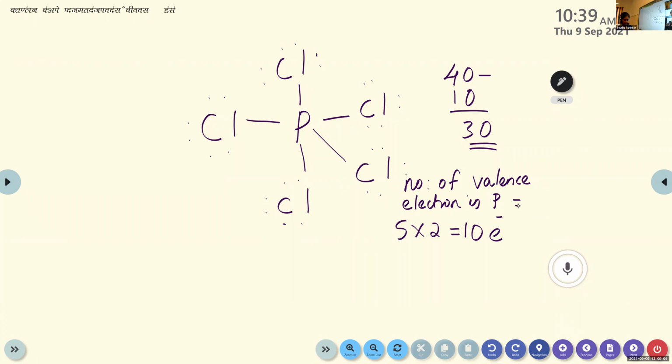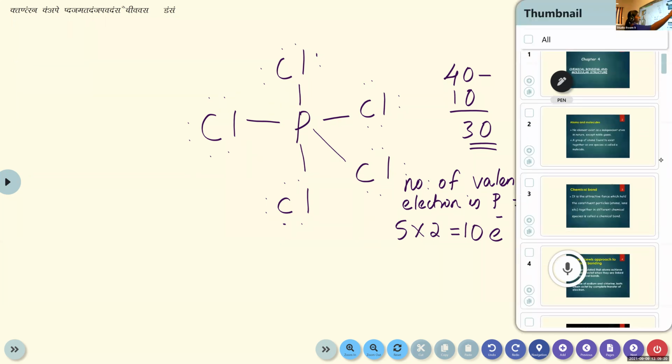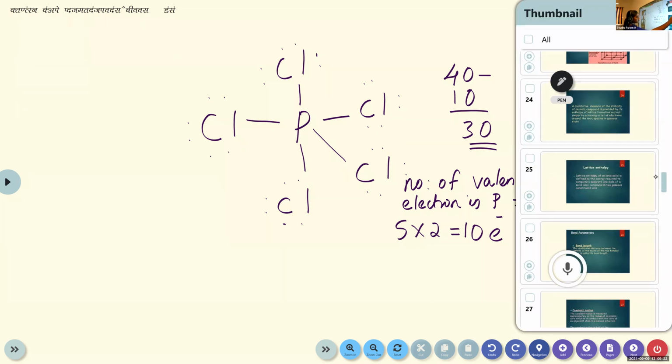Okay, children, when we draw the structures of SF6, H2SO4, etc., the same thing will happen. It will be more than 8 electrons. This is clear about the limitations of the octet rule, mainly 3 points.